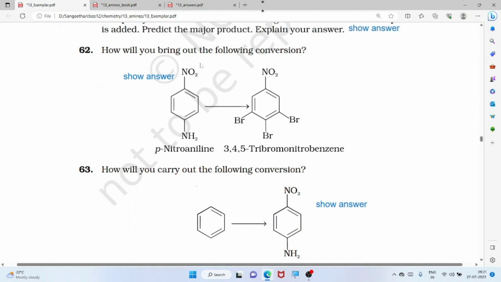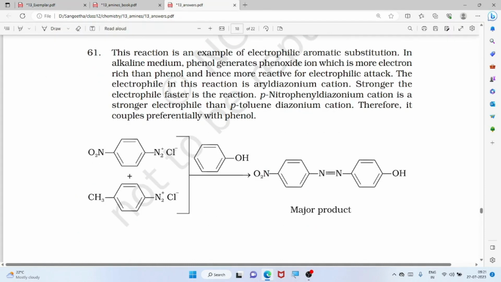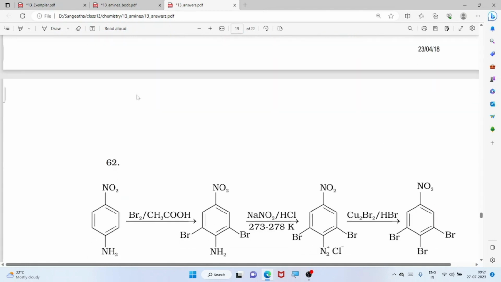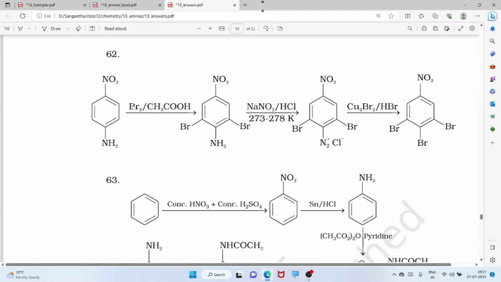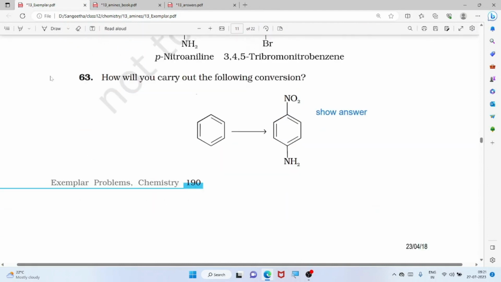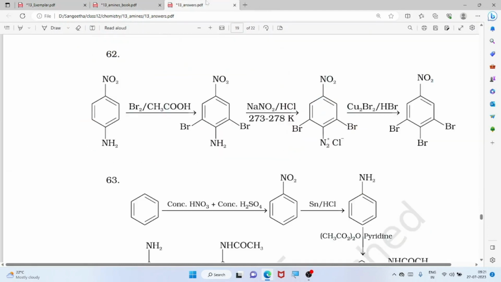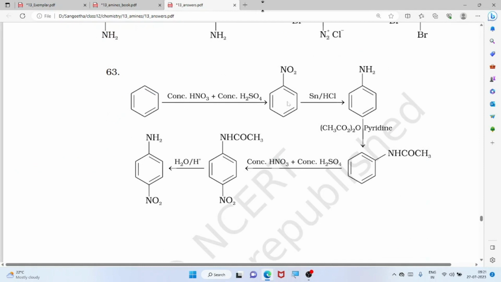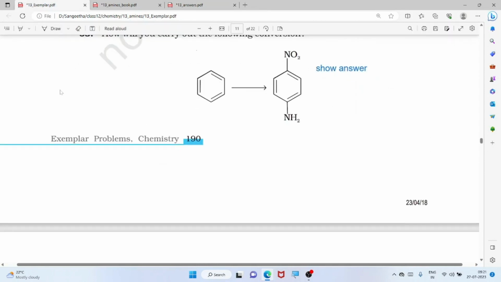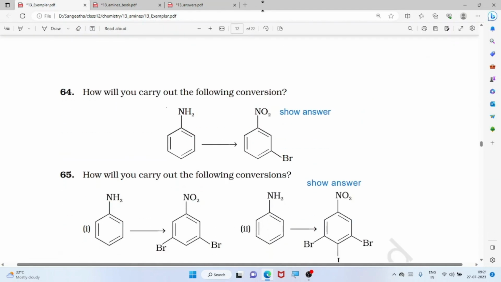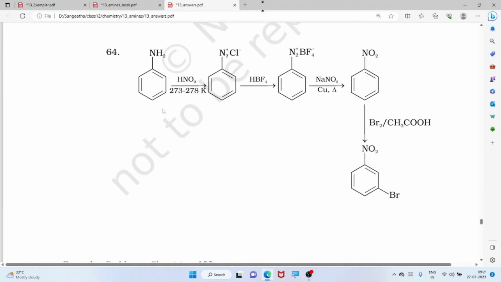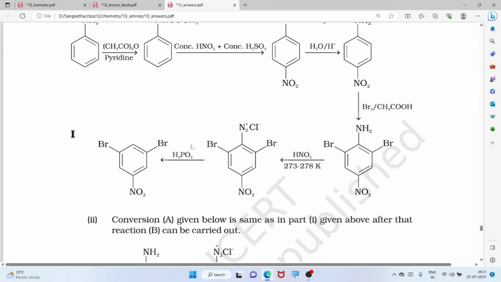How will you bring out the following reaction? 62. Okay, you can go through this reaction. 63 also. 64 and 65.